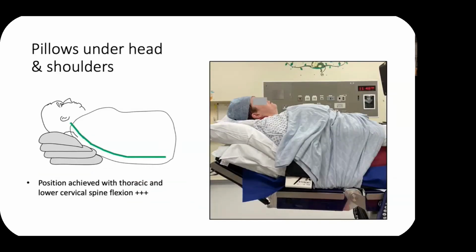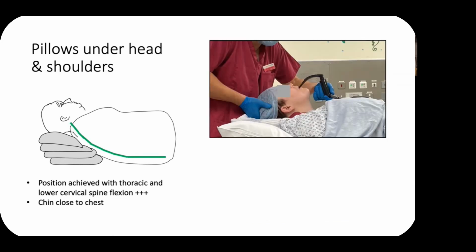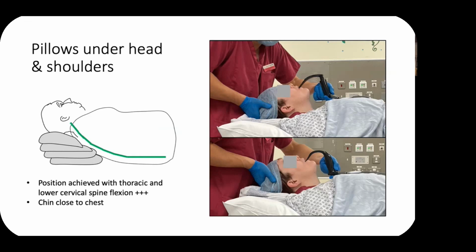With the pillow under the shoulders technique, the horizontal alignment of the external auditory meatus and the sternal notch is achieved with thoracic and lower cervical flexion, and the chin tends to be close to the chest. If you try to insert the laryngoscope as pictured, then the handle contacts the chest and insertion is difficult. The problem tends to be a bit worse with the LoPro.